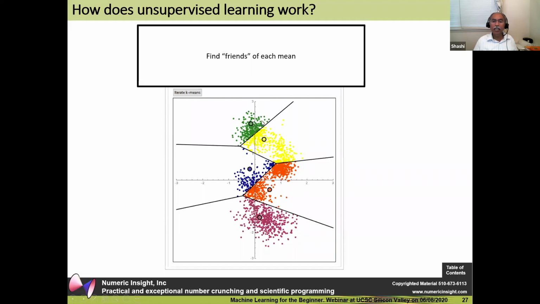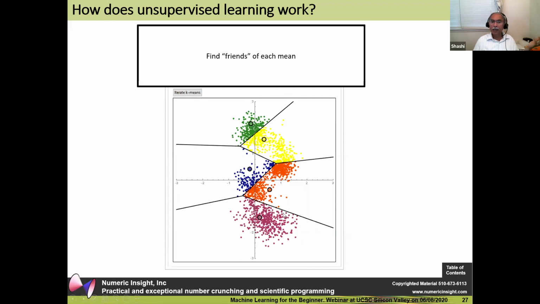Next, you find the friends of each mean. What do I mean by friends of each mean? I mean this. All of these points colored in green are friends of this mean. I say they are friends of this mean because they're closer to this mean than they are to any other mean. By the same token, all of these points are friends of this orange mean because they're closer to the orange mean than any other mean. I think now you understand the meaning of friends of each mean.